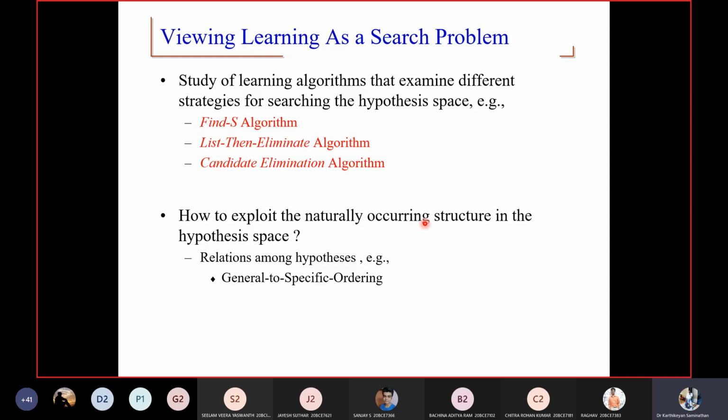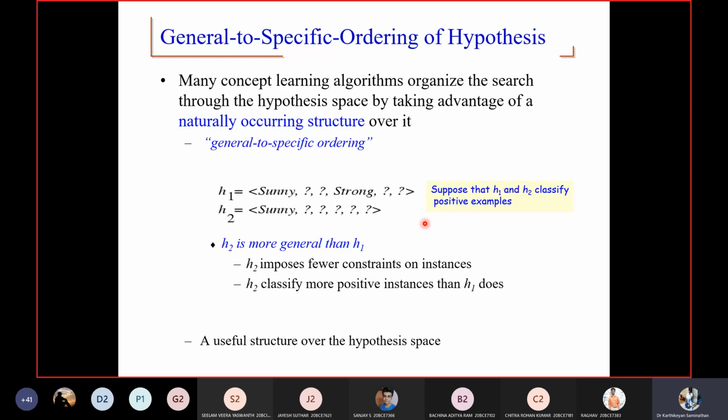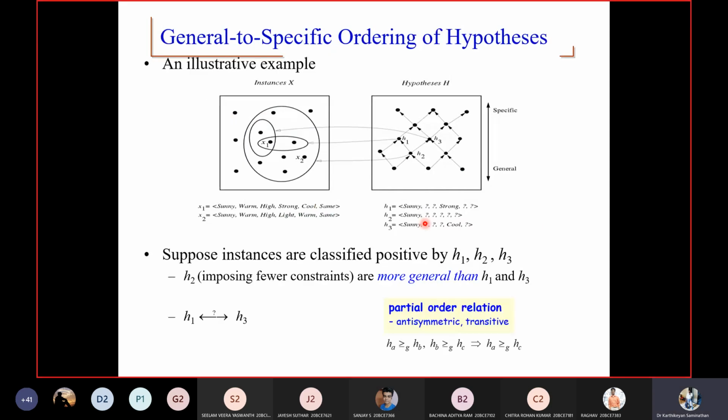Both are problems. So what do you mean by Find-S? What does the S stand for? S stands for most specific hypothesis. You need to identify the most specific hypothesis from the training samples. That is what the Find-S algorithm does. I'll show you, the instances are given.